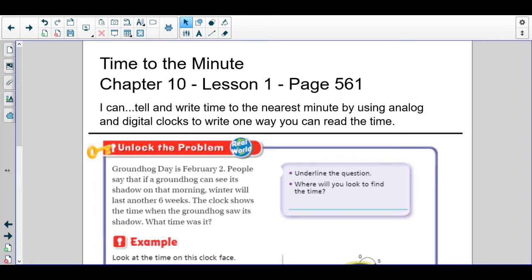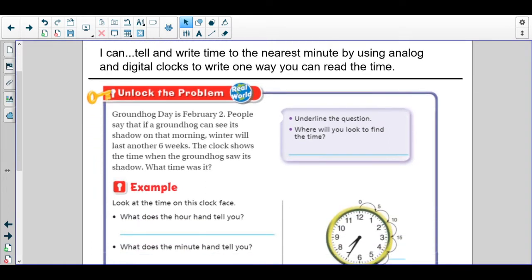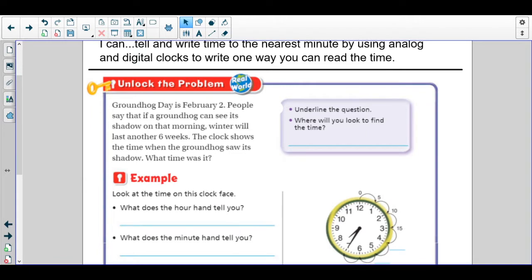So let's jump right in and see what we got here. Groundhog Day is February the 2nd. People say that if a groundhog can see its shadow on that morning, winter will last another 6 weeks. The clock shows the time when the groundhog saw its shadow. What time was it? So we need to underline the question here. What time is it?